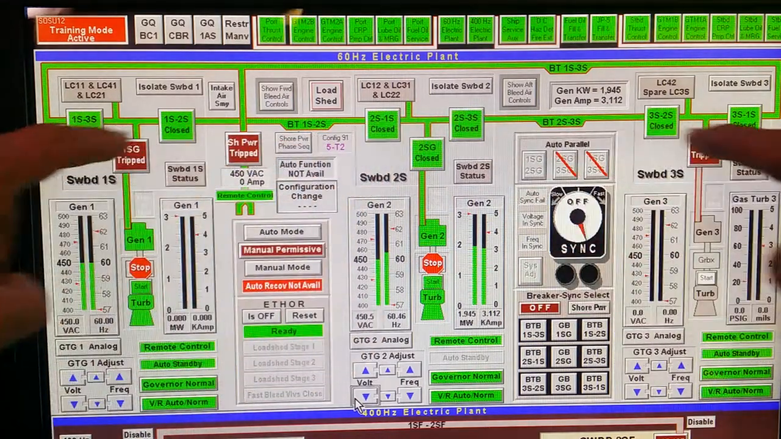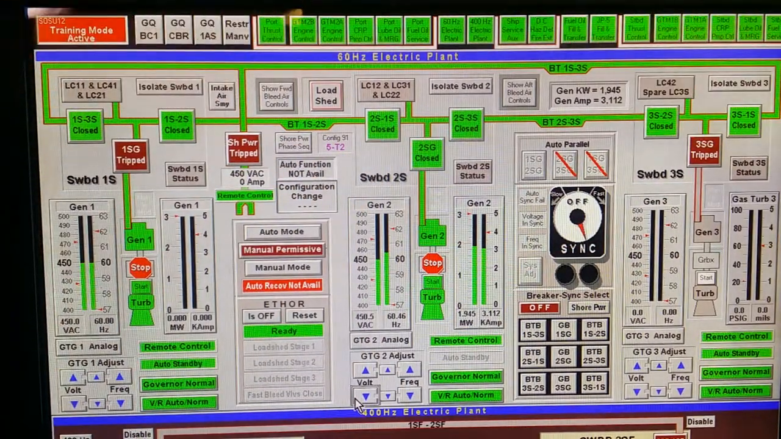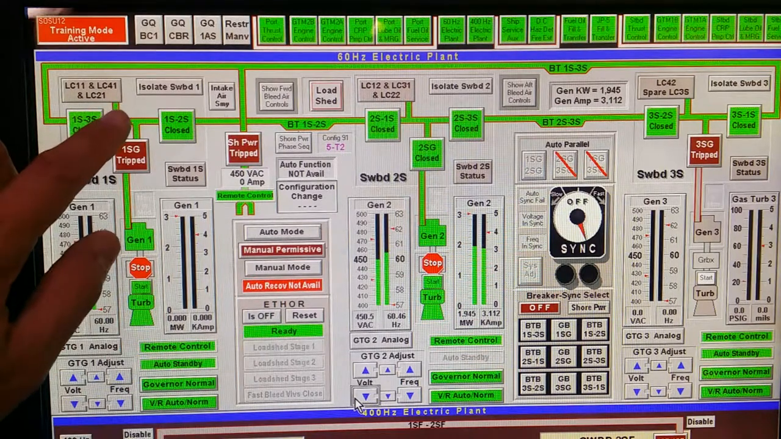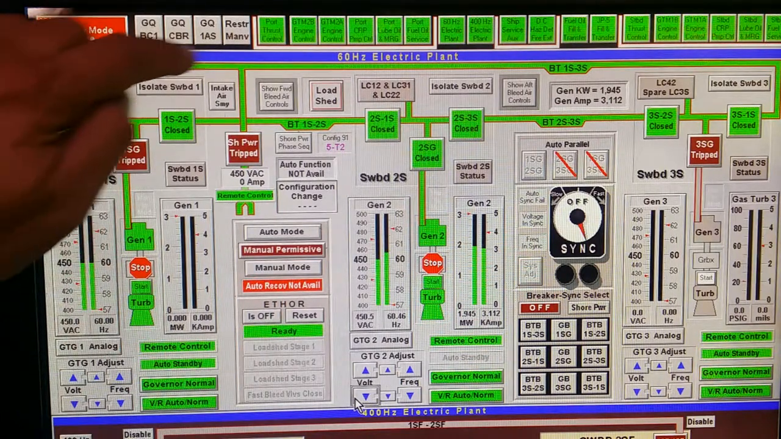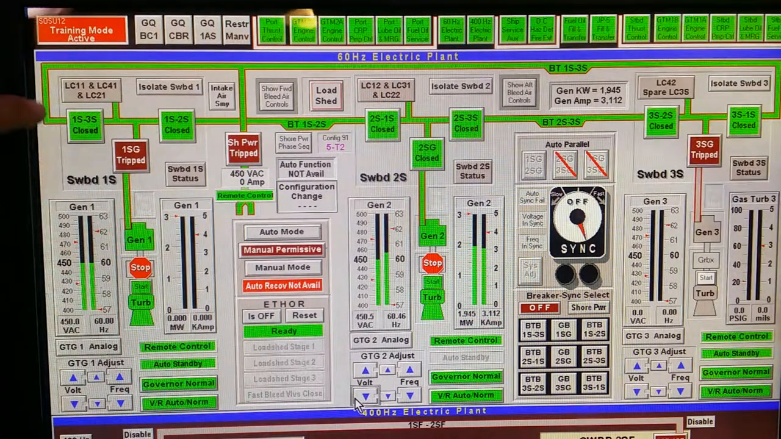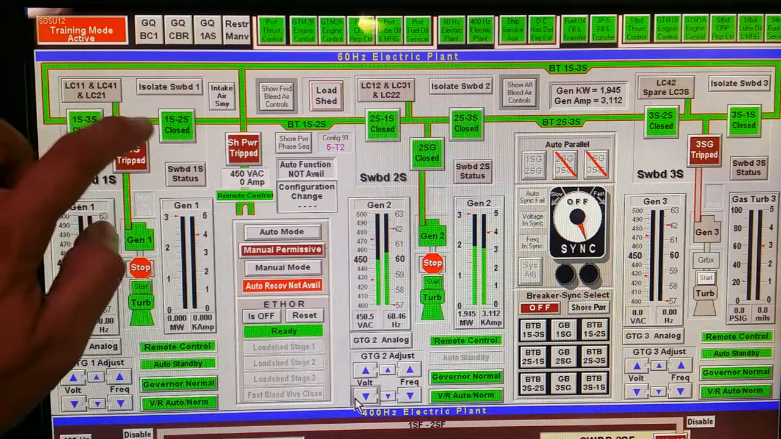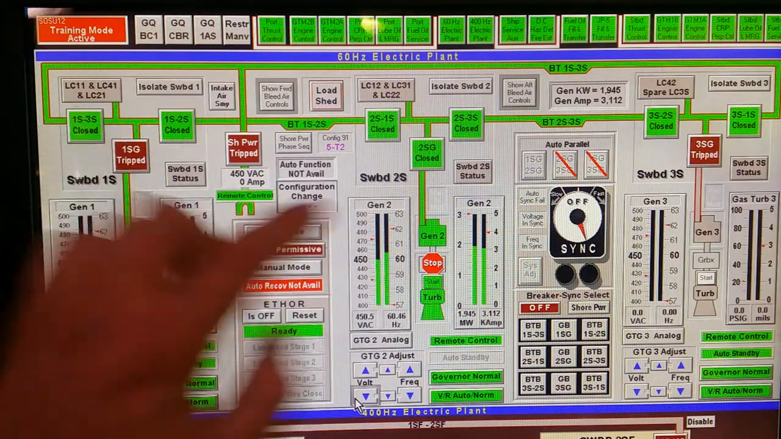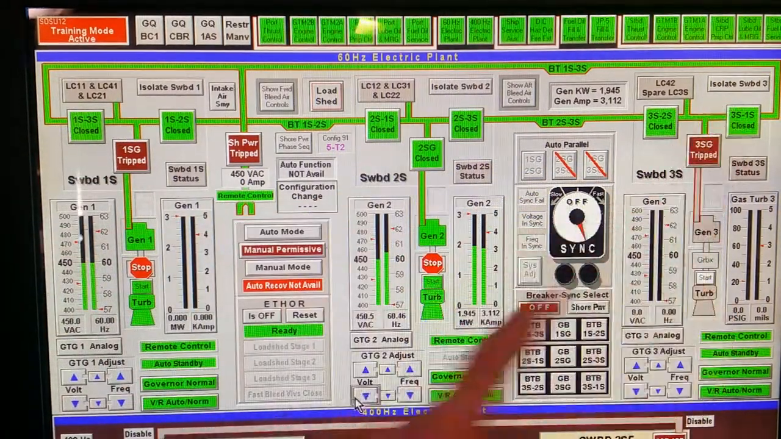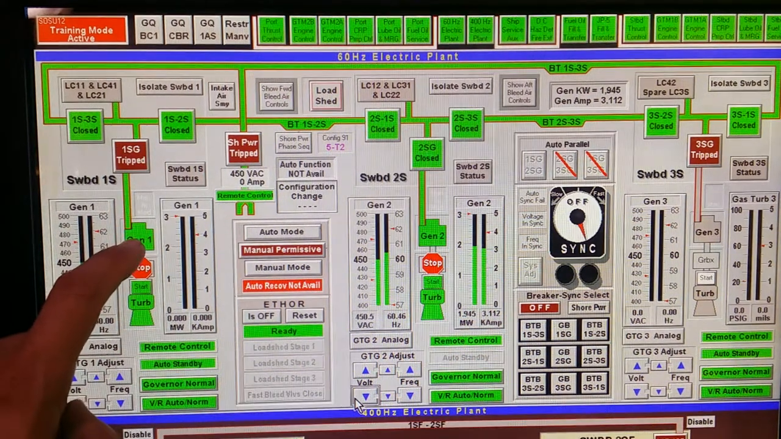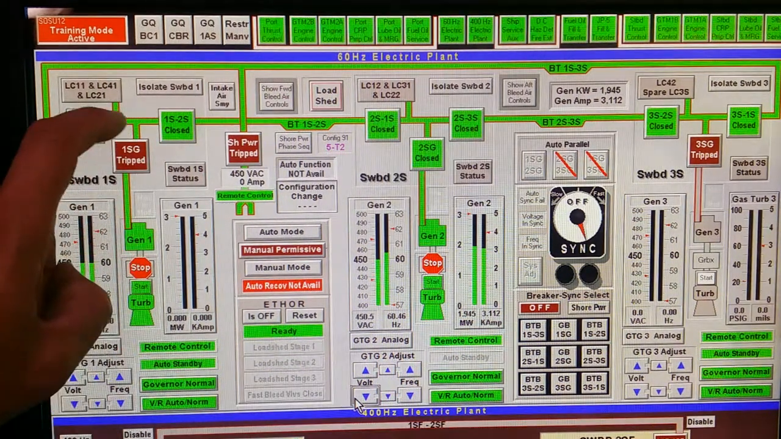This common bus is composed, in this particular one, of buses. This is a bus over here that connects this point all the way to this point over here, and switchboards. This inside here, this is a switchboard. This is switchboard one, switchboard two, and switchboard three. They are conveniently named after their associated generator.